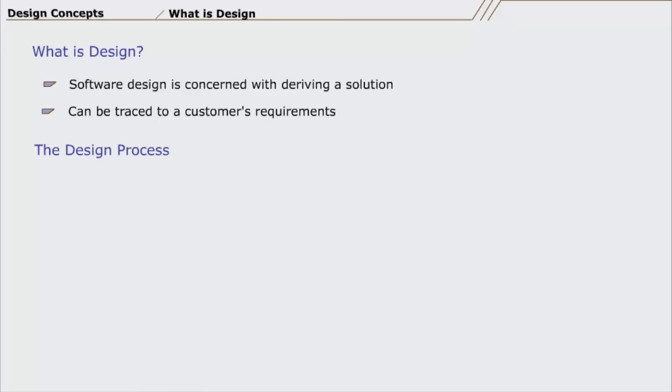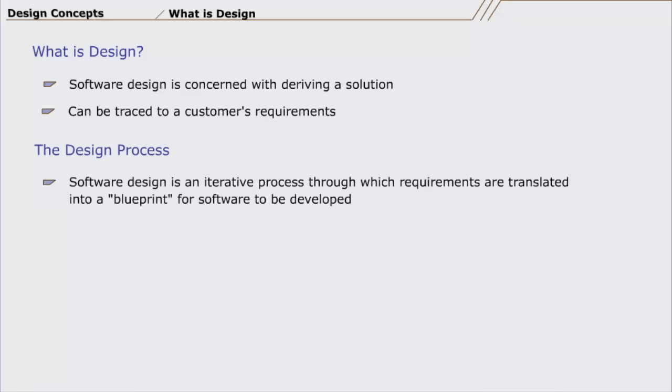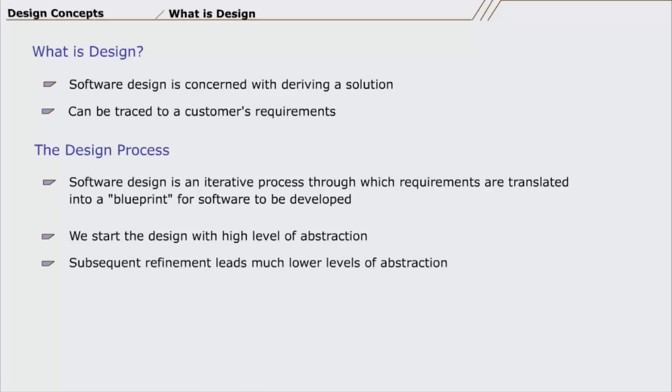The design process. Software design is an iterative process through which requirements are translated into a blueprint for software to be developed. We start the design with high level of abstraction, which means that the initial design represents the entire system. Initial design can be directly traced to specific data, functional and behavioral requirements. As design iteration occurs, subsequent refinement leads to design representations at much lower levels of abstraction.